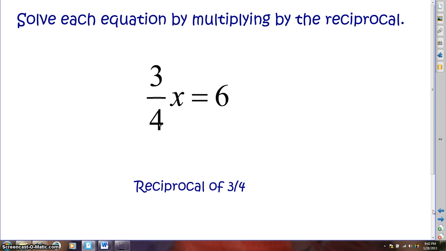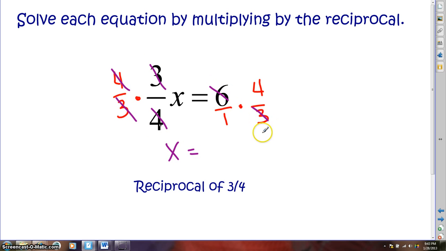Let's try another. This time we're going to multiply by the reciprocal of 3/4. So the reciprocal of 3/4 is 4/3. So over here on the left we're going to multiply by 4/3, which means we have to come over here on the right and multiply it by 4/3 as well. On this side our fractions cancel out, the 4's cancel out, the 3's cancel out, so we have just the x left. And over here we can reduce the 6 and the 3, which will leave me a 1 and a 2, so 2 times 4 would make 8.